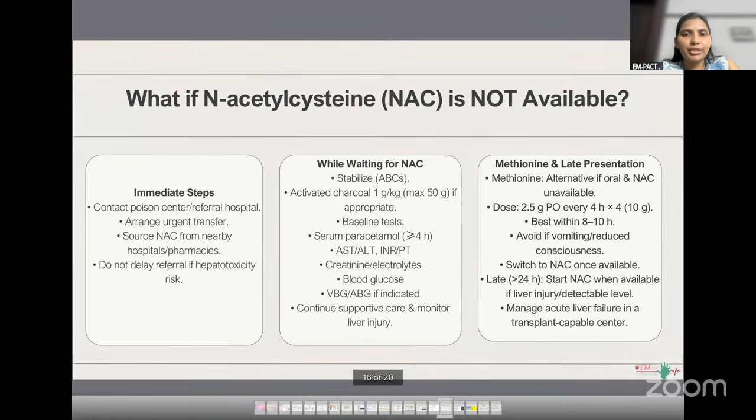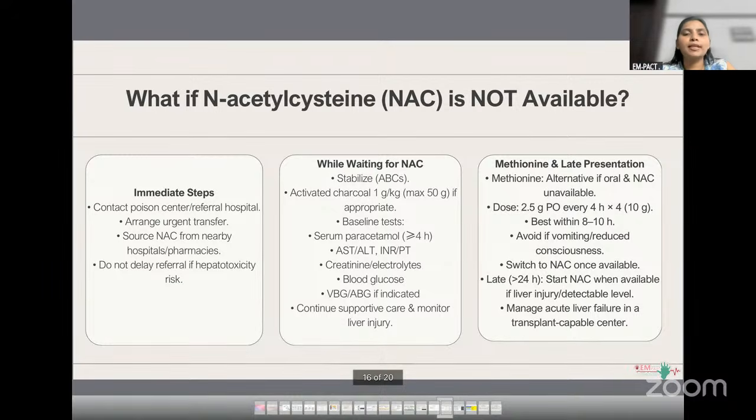One more scenario I will give you. The same girl came to your ED, so you know that this is a toxic dose she has taken. And when you are calling your pharmacy, the NAC is not available. What will you do?